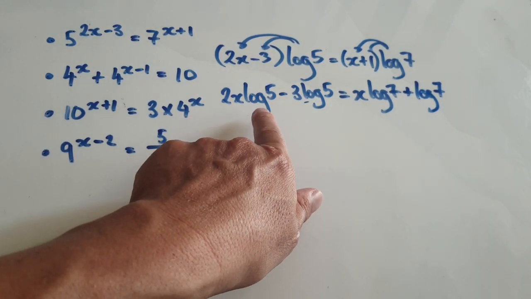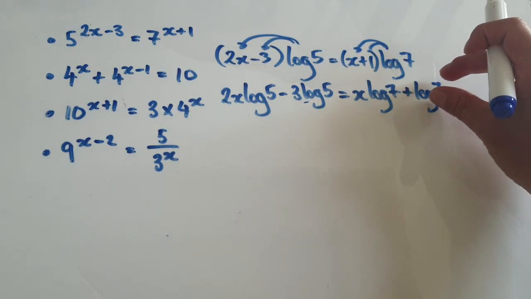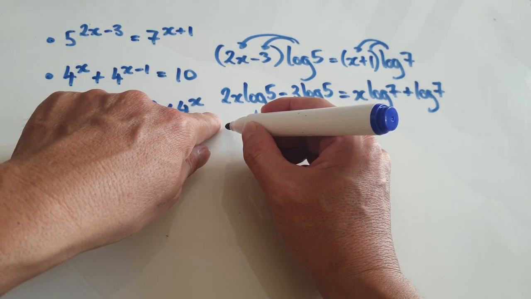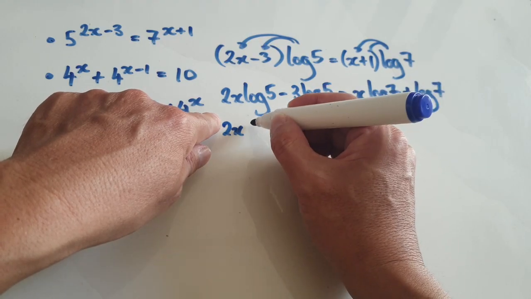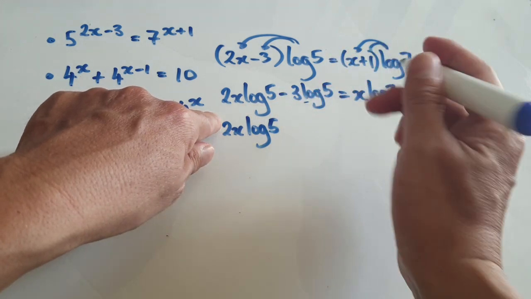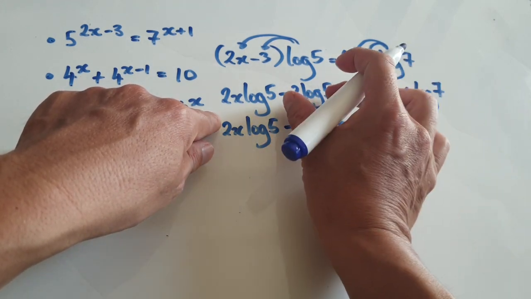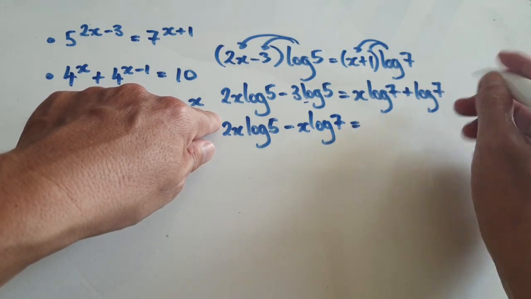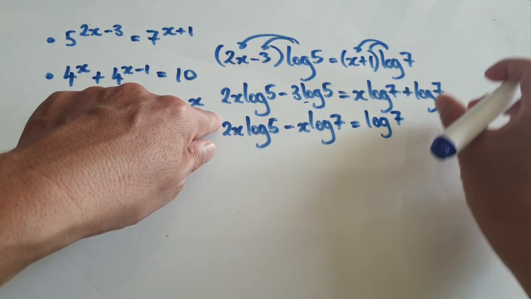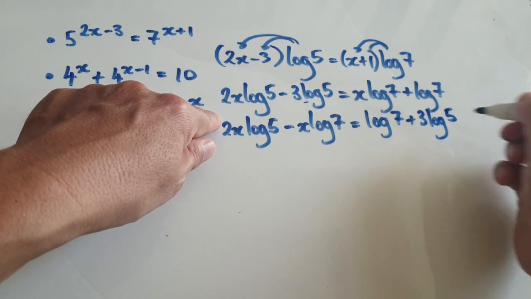Get x on its own. So x is here, there's an x here, there's an x here, so let's add this to the right hand side and then take away this. So that will be 2x log 5. Remember, we're going to take away this, take away x log 7, and then add this, equals, well, let me move this one down first, log 7, and then add 3 log 5.